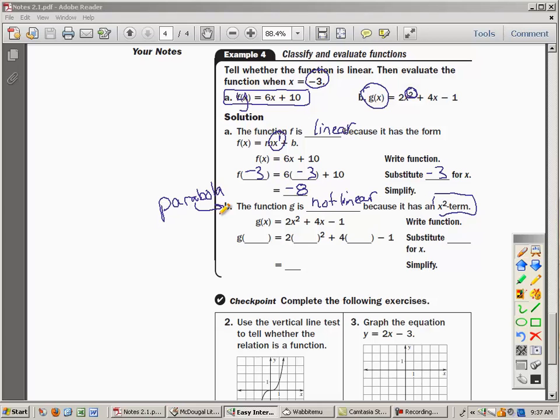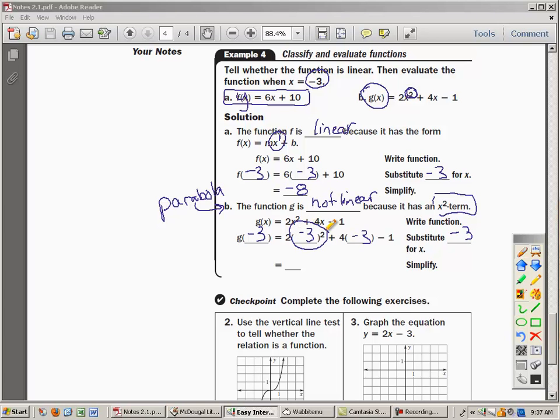All right, because it's a second degree or a quadratic equation. In any case, we can still evaluate g of negative 3. So every place I see an x, I'm going to replace it with negative 3. So I'm going to substitute negative 3 for x, and then simplify. Now, this is going to be a little shorter than just this one step, but it's negative 3 squared.